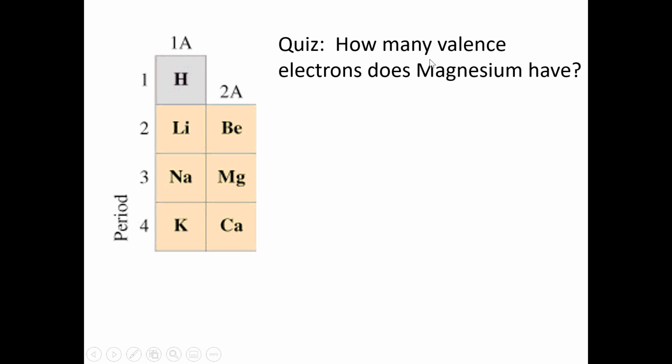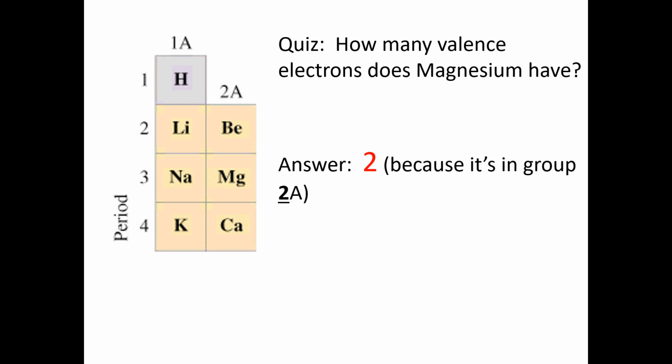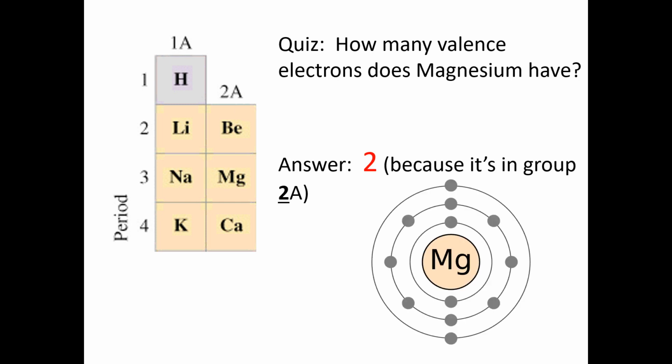So how many valence electrons does magnesium have? It's in group 2A, so it should have 2. And we can count them, 1, 2 electrons in its outermost shell.